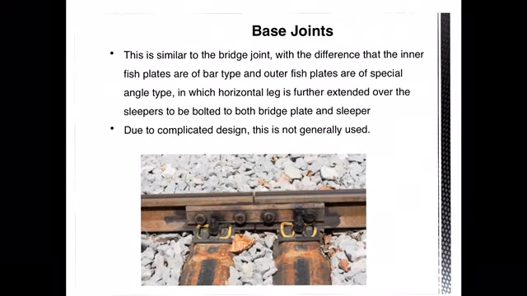The last type of joint is the base joint. Base joint is similar to the bridge joint, with the only difference that the inner fish plates are of the bar type and the outer fish plate will be a special angular type, in which horizontal legs are projected further to extend over the sleeper to be bolted on the bridge plate and the sleeper. So you can see here this portion is projected beyond, so that you can provide the connection between the bridge plate and the sleepers. Because of this complicated design, this particular type of joint has not been generally used.